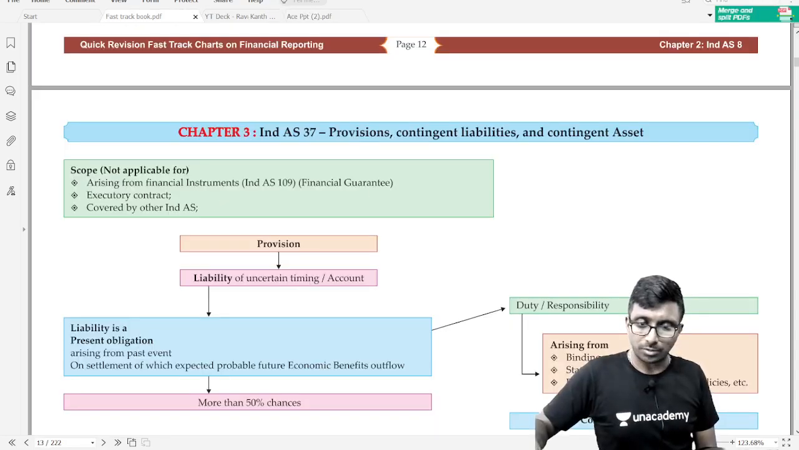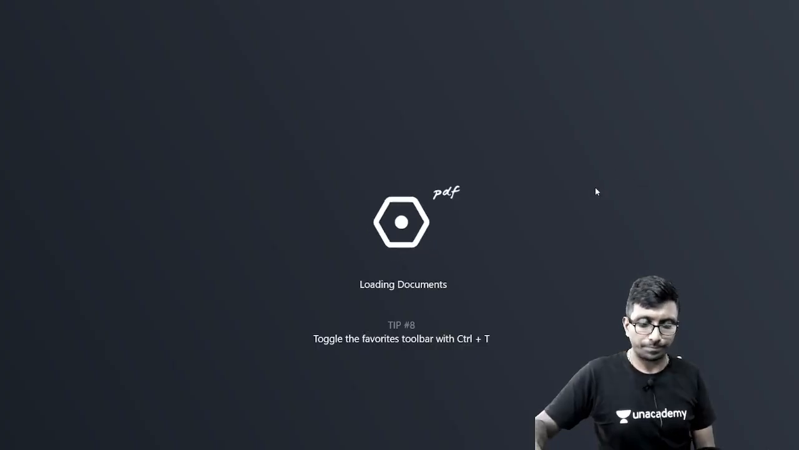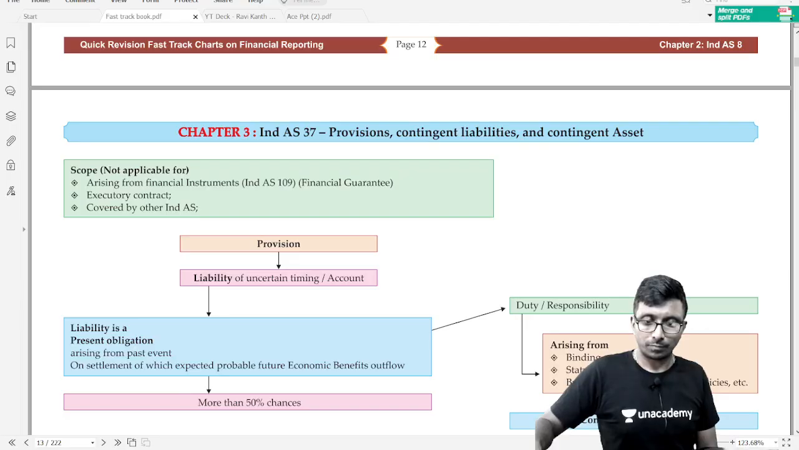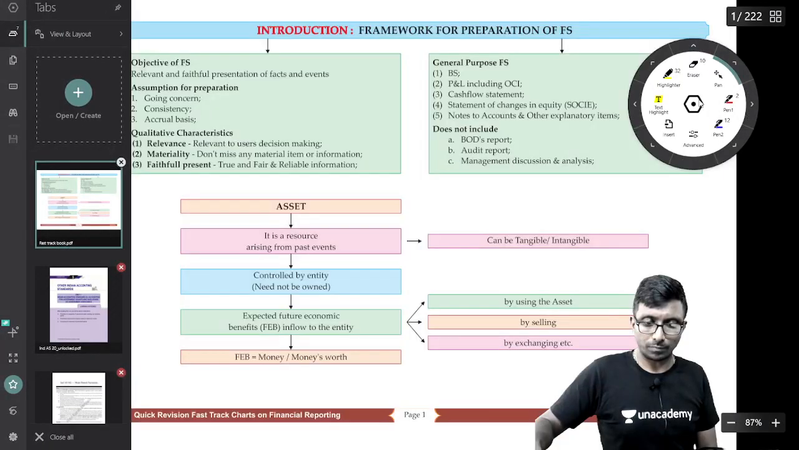This is page number 13. Give me a second. Done.